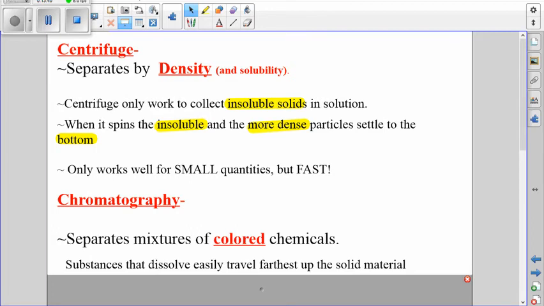It separates things based on differences in color. Okay? So again, the ones at the bottom, so orange in this case, is probably the least soluble in water, whereas this blue up here is the most soluble in water. And that's why it traveled the farthest with the water up there.